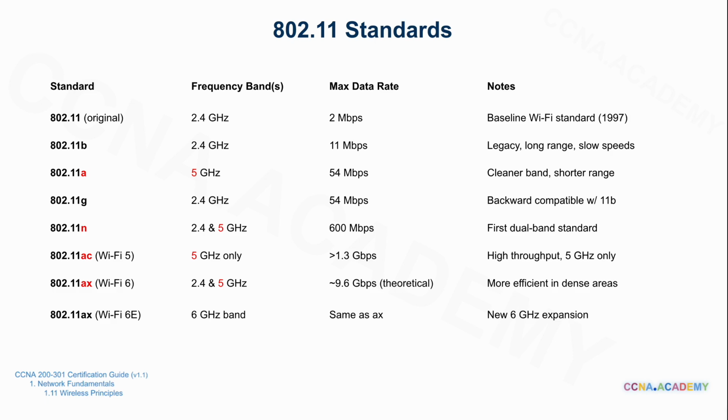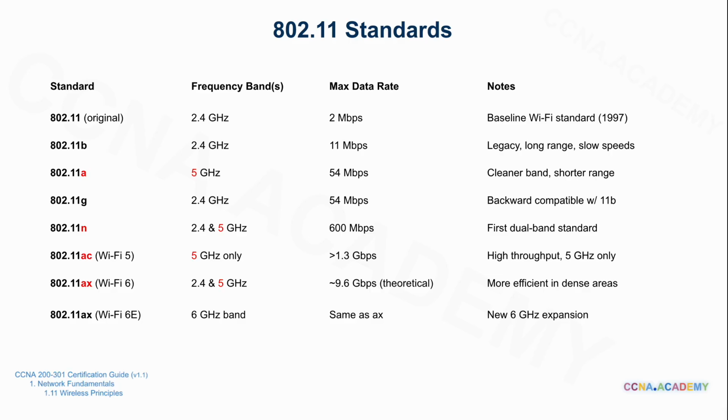Here, we're looking at how Wi-Fi has evolved across the different 802.11 standards. The very early versions, like 802.11b and g, ran only in the 2.4 GHz band and offered relatively slow speeds. Then, 802.11a introduced 5 GHz, which gave us a cleaner spectrum but slightly shorter range. With 802.11n, we finally got dual-band support and a big jump in performance thanks to MIMO. From there, 802.11ac focused entirely on 5 GHz and pushed Wi-Fi into the gigabit era.